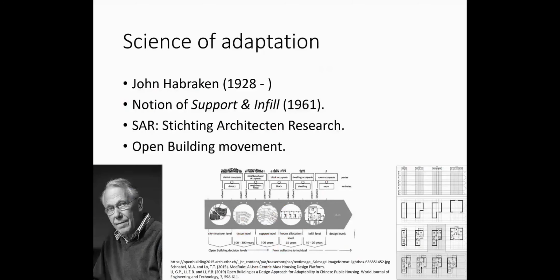And I would say that the foundation of methodologically thinking about adaptation and flexibility was started with John Habraken when he wrote his book on supports and infill in 1961. He outlined the first notions about how we can make buildings that are sufficiently flexible and adaptable for the people who are going to live in them. With these notions of support and infill, he came up with the theoretical foundation and also the methodological foundation for how to work with these ideas.